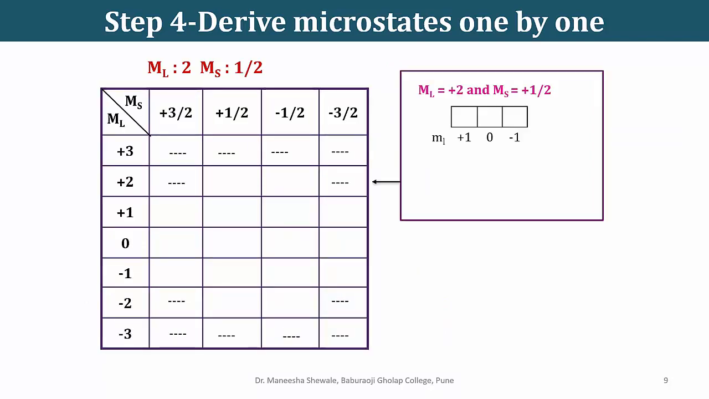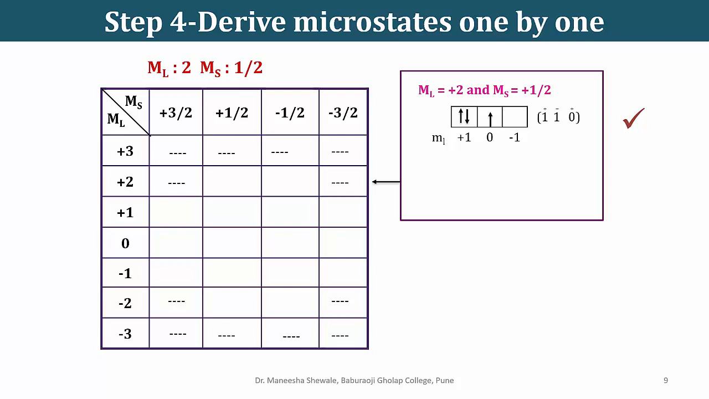For Ml 2 and Ms plus half, so there will be 2 electrons with the spin plus half and 1 with the spin minus half. So here we observe that there are 2 electrons in the orbital with Ml plus 1, but the electrons have opposite spins. So this filling of electrons is allowed. The microstate here is represented as 1, 1, 0 plus minus plus.